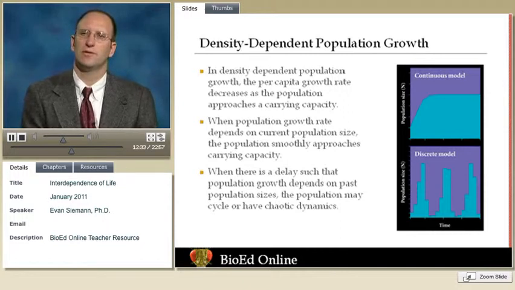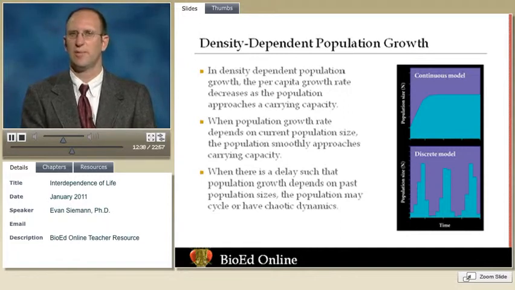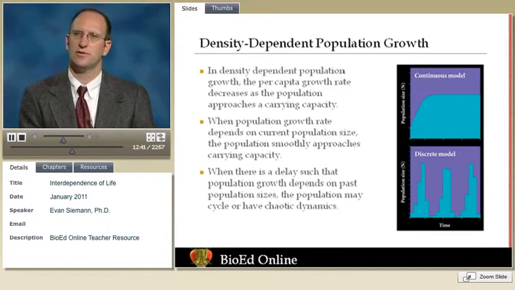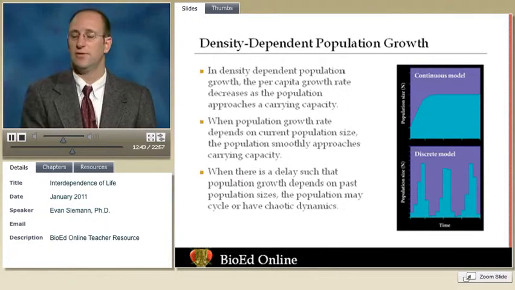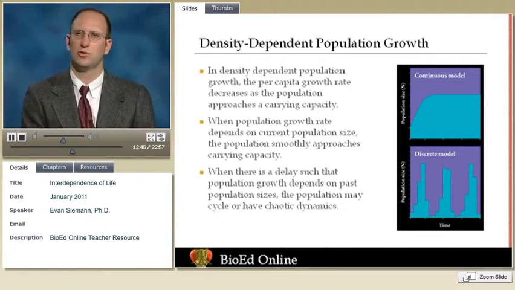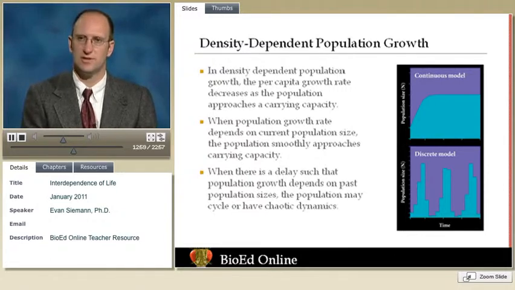In those models, that size at which the population stops growing is usually referred to as the carrying capacity. As a population is very close to 0 and very far away from carrying capacity, the population will grow just as if it were in a density-independent population model. As the population starts to approach the carrying capacity, the per capita growth rate is going to decrease. So on a per individual basis, as the population gets closer to carrying capacity, population growth rate is going to decrease on a per capita basis.